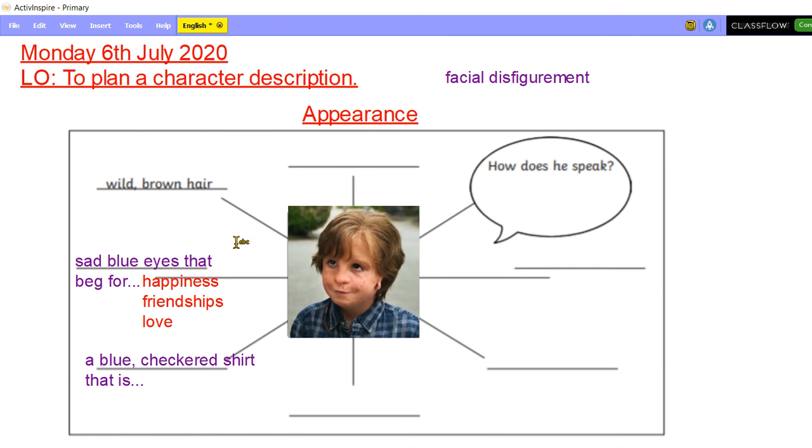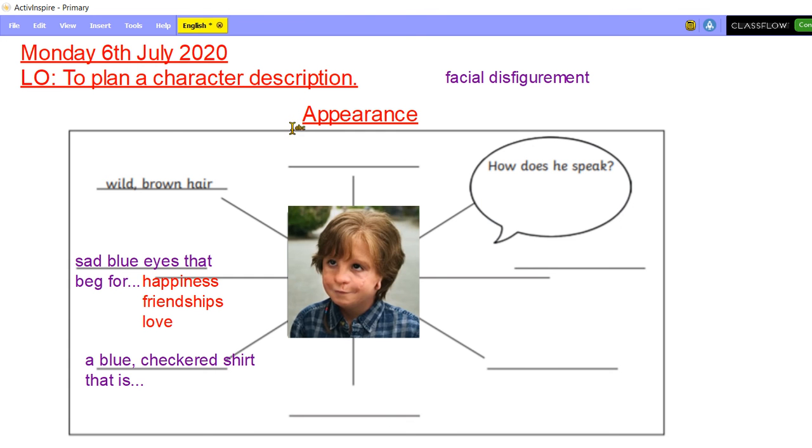Then I have said something about his shirt. So a blue checkered shirt, that is what? You might say that is unbuttoned at the top. That is covered in mud, because that tells you then that maybe he's been playing out with some friends. It tells you a lot about a character if you include this relative clause. So let's just then create a bit of a list about things that I would want you to consider.